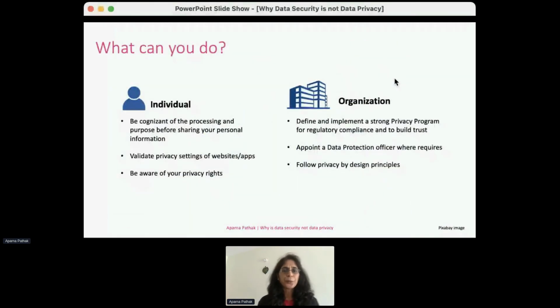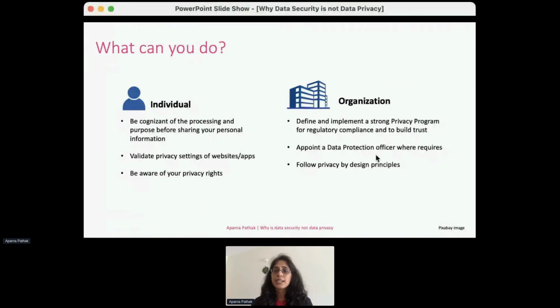So what can you do? If you are an individual, be cognizant of where you share the data and why you are sharing the data, how that organization is processing the data. Validate privacy settings of any website or any mobile app that you download. Be aware of your privacy rights. You have multiple rights: right to access, right to information, right to opt out, right to object to certain processing, and even withdraw consent. So be aware of your rights.